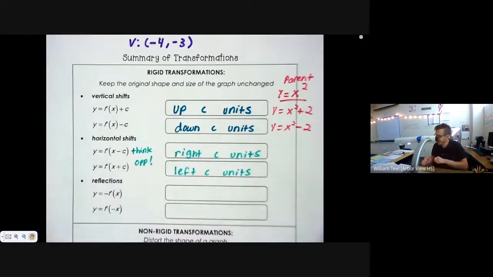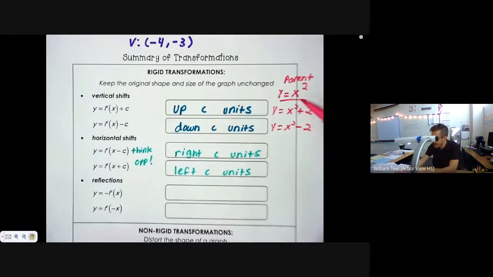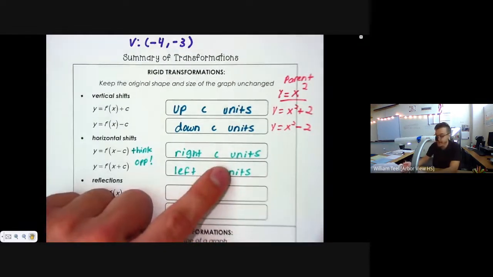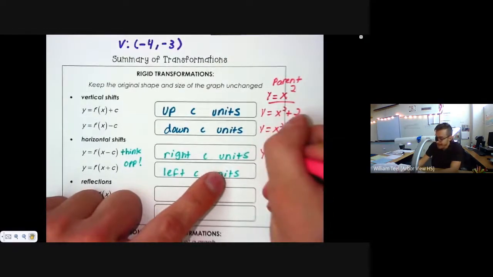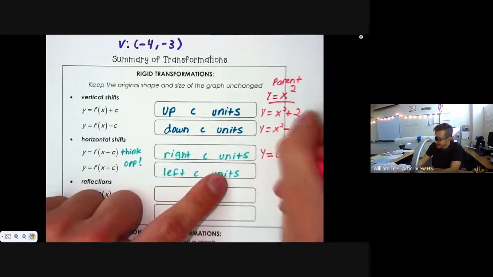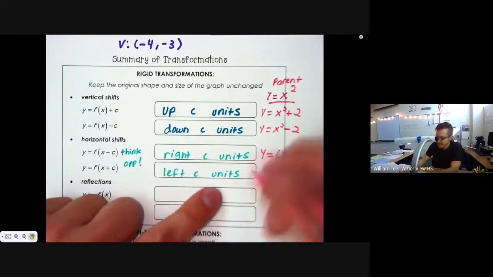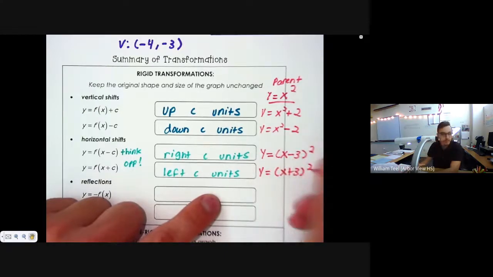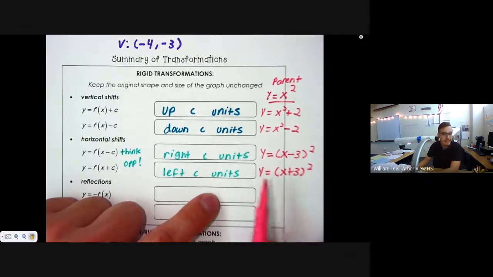So once again, if our parent function is y equals x squared, and we are moving to the right c units, let's say we're moving to the right 3 units, this would be y equals (x minus 3) squared. If we're moving to the left 3 units, this would be y equals (x plus 3) squared. Notice how we're thinking opposite here. This means right 3 units, this means left 3 units.